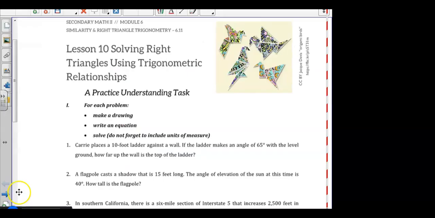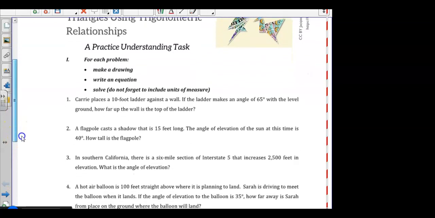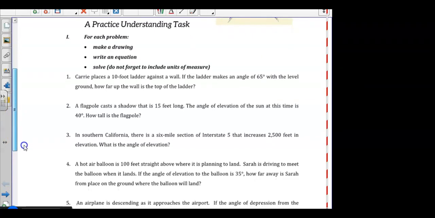In the first part of Lesson 10, Solving Right Triangles Using Trigonometric Relationships, we were asked for each problem to make a drawing, write an equation, and then solve. And don't forget to include units of measure. So let's take a look at number 1.